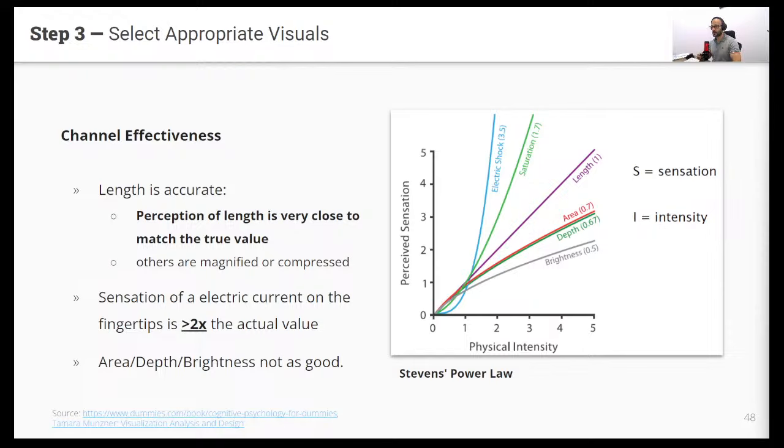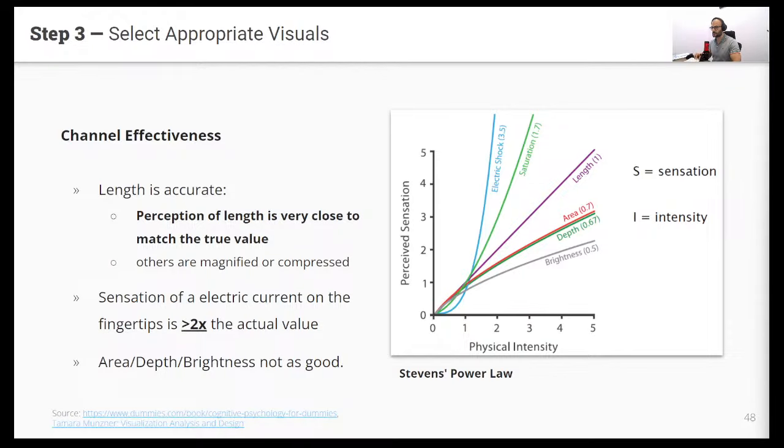So these values are either magnified or compressed. Brightness, for example, is compressed. You have to show 5 times or 2.5 times more to be able to show the intensity of 2. And length has been shown to be almost exactly the actual value they see.